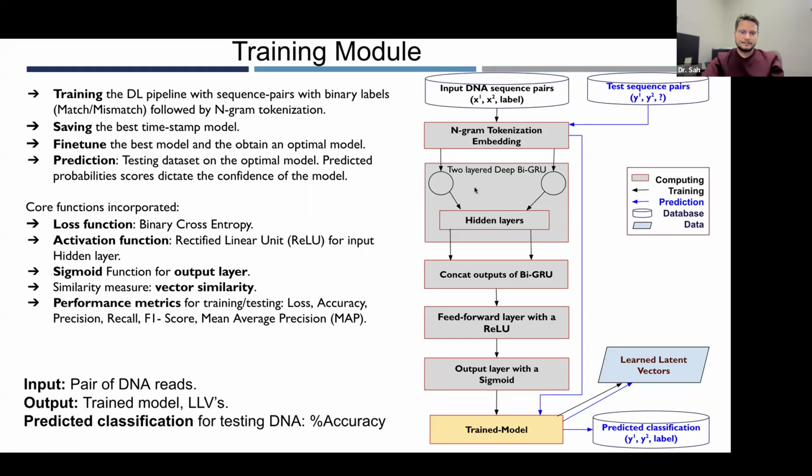So in short, for this slide, the input data is a pair of DNA reads with labels. The output is a trained model which is able to generate LLVs. LLV is a learned latent vector. Ultimately, all these sequences are transferred to a vector space, which I named the learned latent vector space. And of course, the predicted classification for testing DNA is a percentage of accuracy.